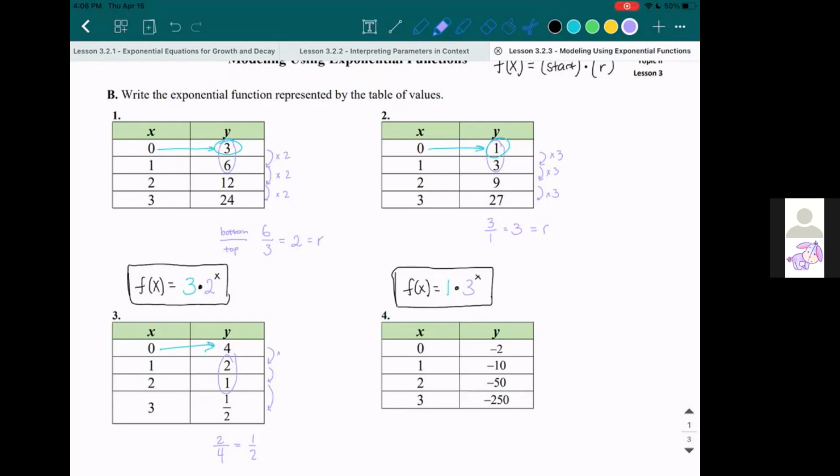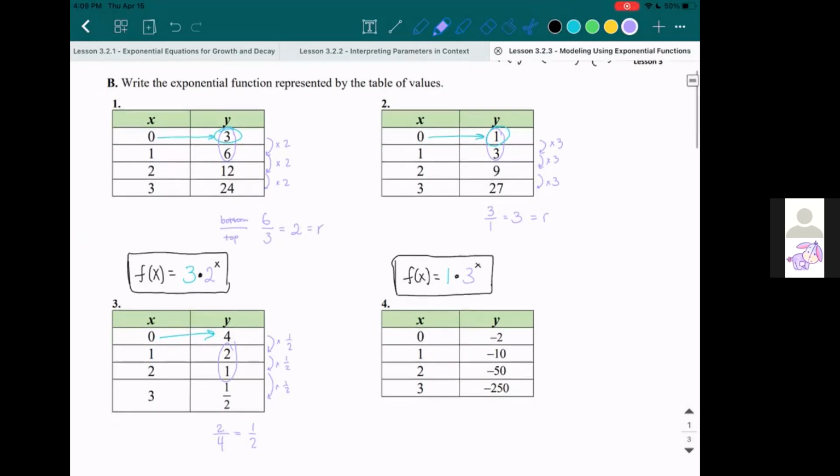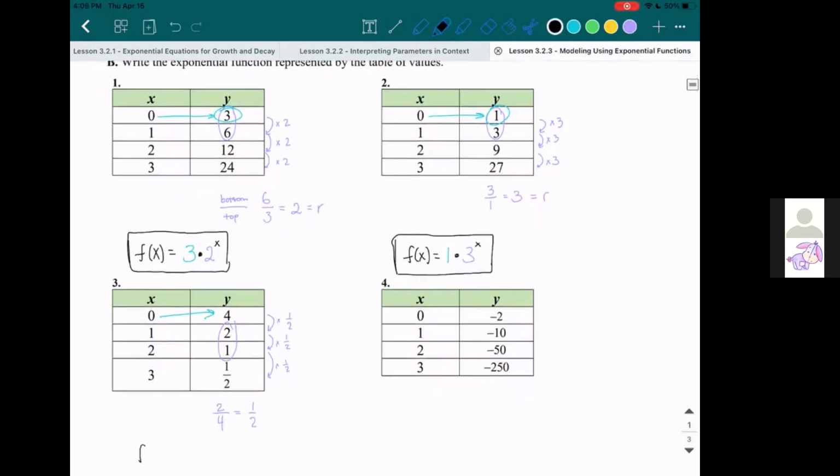Okay, so it looks like we are multiplying by 1/2 every time. And also, just so you know, when you multiply by 1/2, that's the same thing as dividing by 2, which makes sense because 4 divided by 2 is 2, 2 divided by 2 is 1, and 1 divided by 2 is the fraction 1/2. So that's how you can get your common ratio. Finally, let's put it together. f of x is equal to your starting number multiplied by your common ratio to the power of x. And this is your final answer.